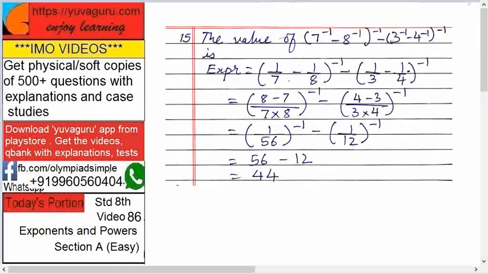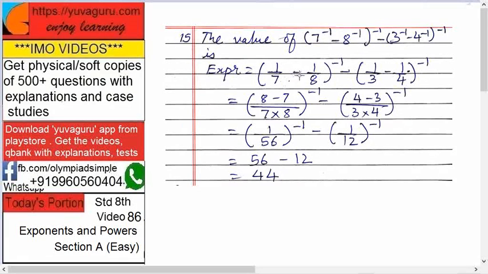Next, the value of 7 raised to minus 1 minus 8 raised to minus 1, the whole raised to minus 1 minus 3 raised to minus 1 minus 4 raised to minus 1, the whole raised to minus 1 is. See here, we have solved a similar problem earlier. Just convert this minus 1 to plus 1. How? Invert and do. Reverse them.